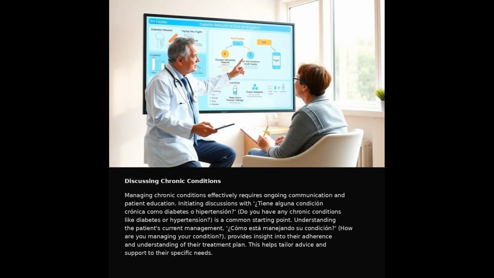Discussing chronic conditions. Managing chronic conditions effectively requires ongoing communication and patient education. Initiating discussions with ¿Tiene alguna condición crónica como diabetes o hipertensión? Do you have any chronic conditions like diabetes or hypertension? Is a common starting point. Understanding the patient's current management. ¿Cómo está manejando su condición? How are you managing your condition? Provides insight into their adherence and understanding of their treatment plan. This helps tailor advice and support to their specific needs.